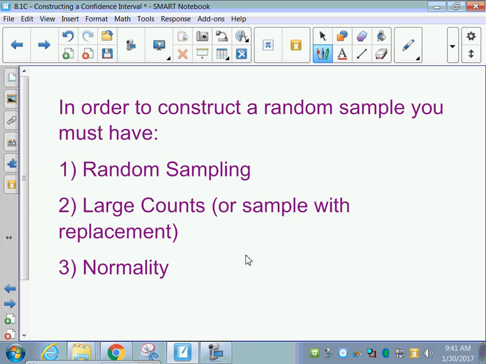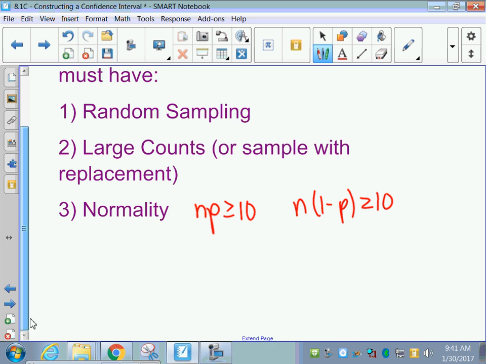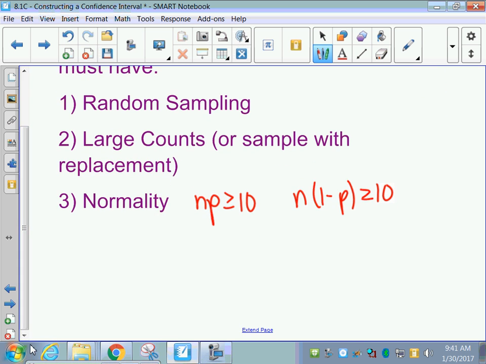And then we're going to check normality. When you check normality for proportions, so there's our formula for checking normality for proportions. Do we know P, the true proportion? No. So what do you think we're going to use? P hat. All right, so when you check normality, we will use our sample statistic.